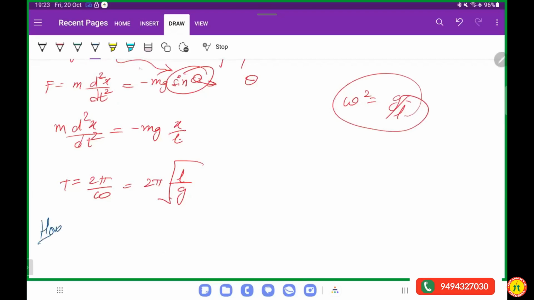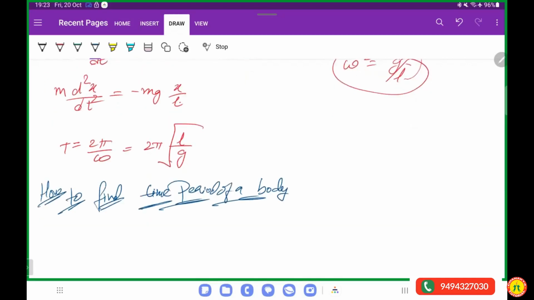So how to find it? Okay, let's write here: time period of a body undergoing SHM.